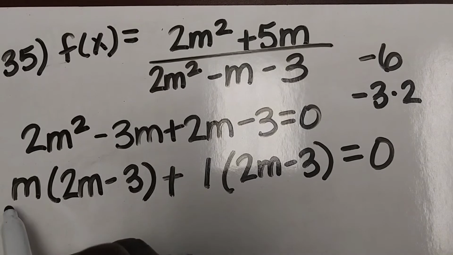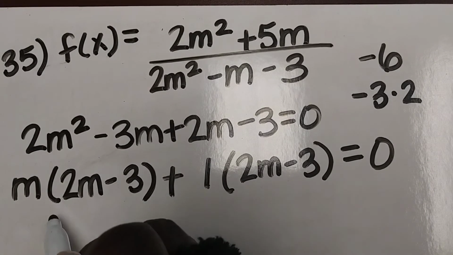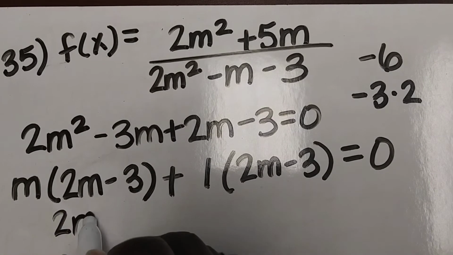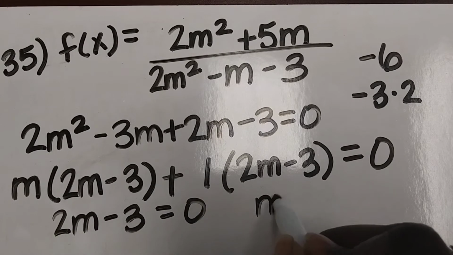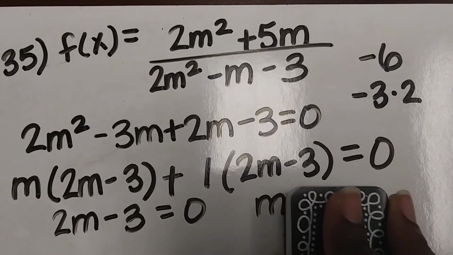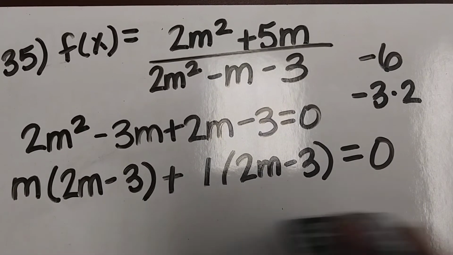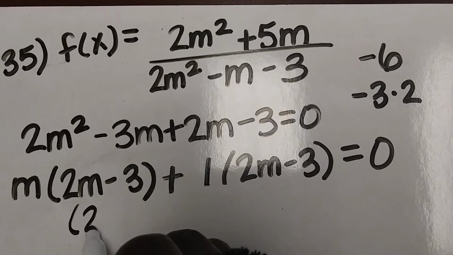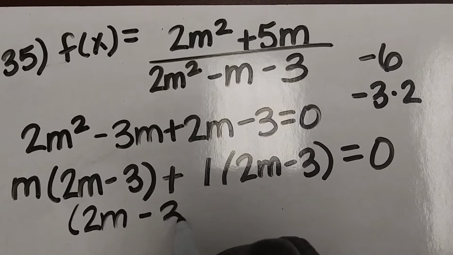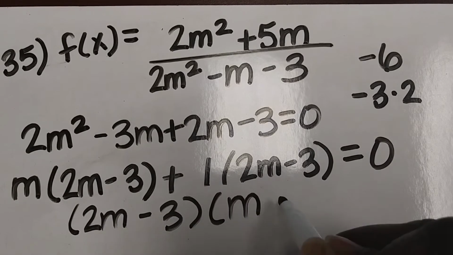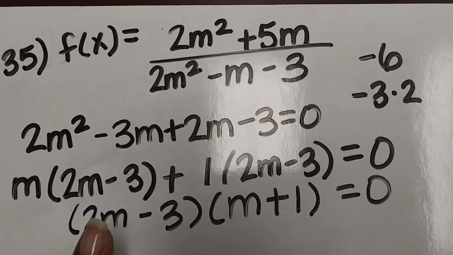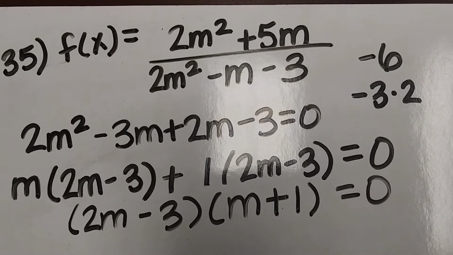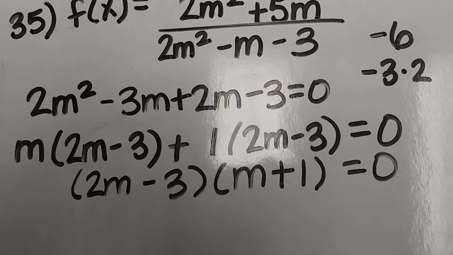Now, we're going to factor again. I'm jumping ahead. Let me just show you. Factor again, I get 2m minus 3 times m plus 1. And now it is in factored form. I have this times that. If you have things multiplied together, you're looking good. And now let's solve for m.